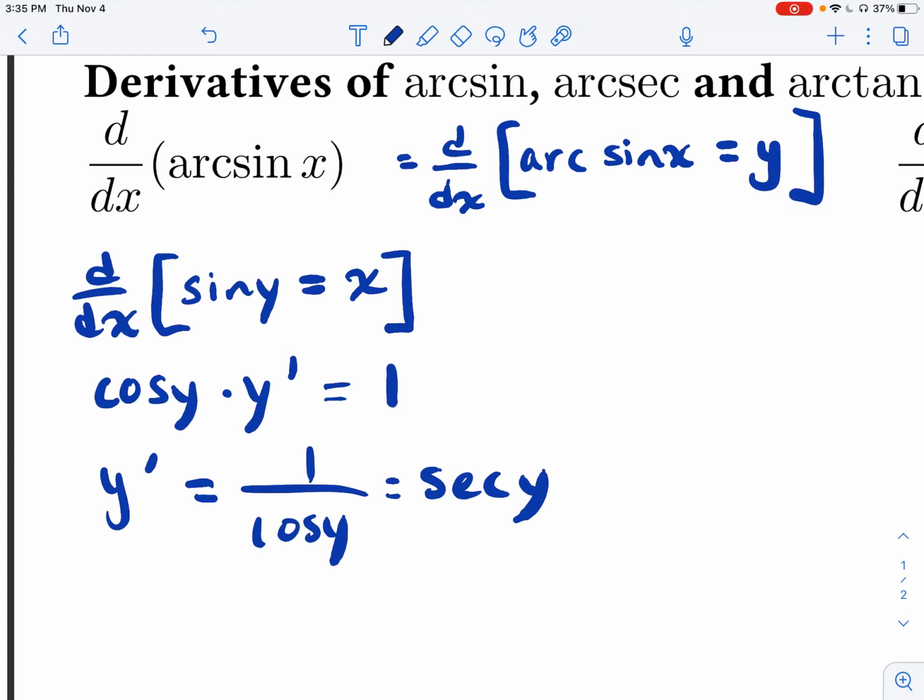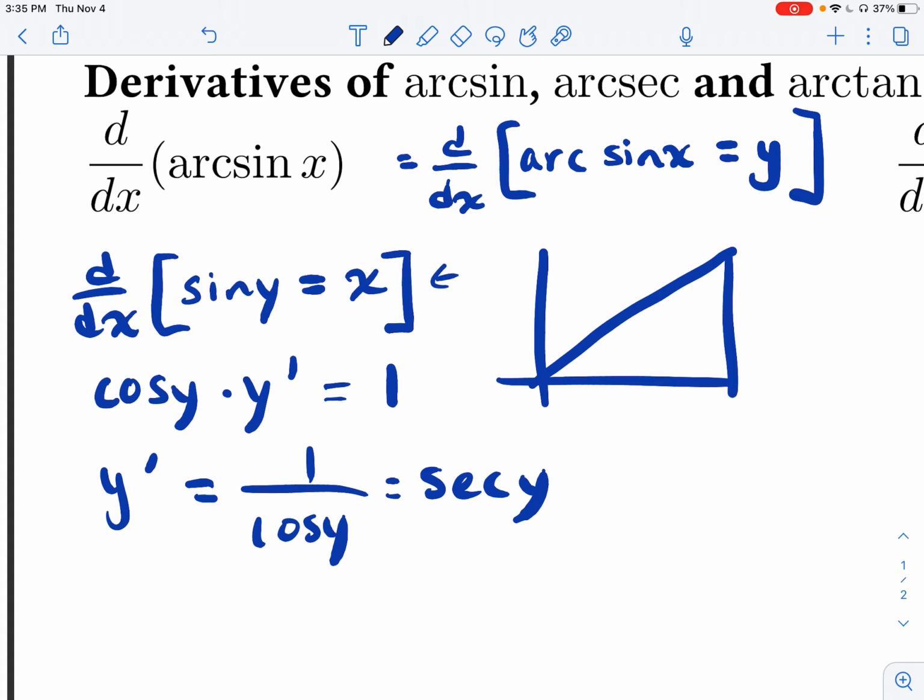Now we want to express this in terms of x. This is where the triangle that we are accustomed to drawing for the sine of y is going to come in. Going back to this statement, we know that taking the sine of some angle y results in x. Sine is opposite over hypotenuse. So the opposite over the hypotenuse is x, which means one way of expressing this triangle is to say that the opposite side is x and our hypotenuse is 1. So the sine of angle y gives us x over 1, which is just x.